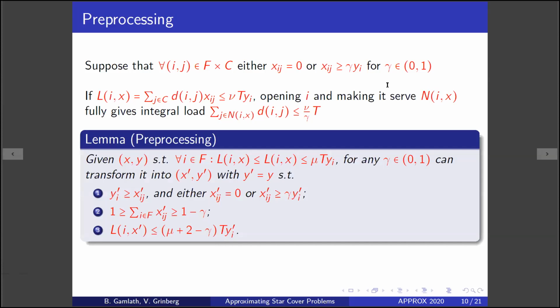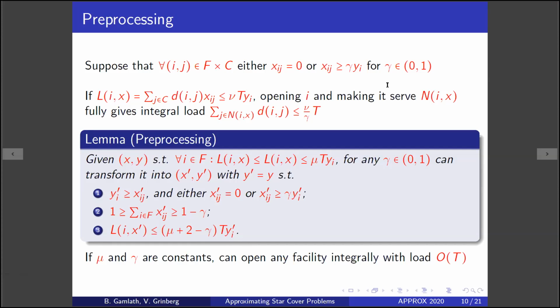It turns out that we can guarantee such a property for the solution (x, y) of the LP by slightly relaxing the constraints, precisely increasing the fractional load by a small factor and sacrificing at most a gamma fraction of each client's demand. We call this transformation from (x, y) to (x', y') with desired properties preprocessing, and it can be done in polynomial time using a modification of the minimum makespan rounding algorithm by Lenstra et al. Clearly, after the transformation, any facility can be opened integrally, and its load will not exceed T by too much.